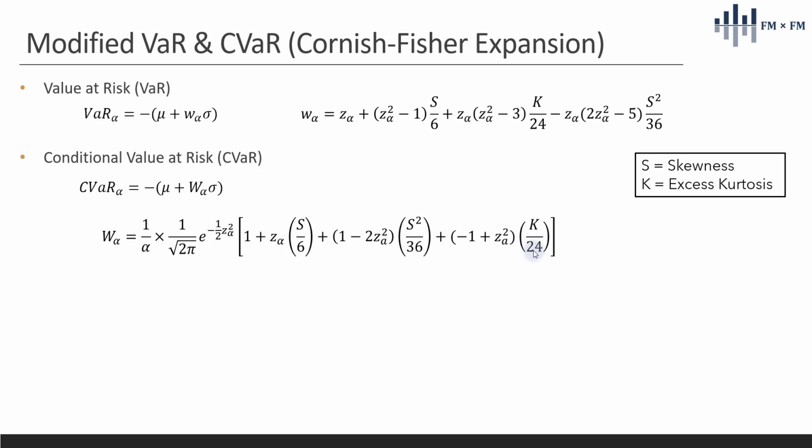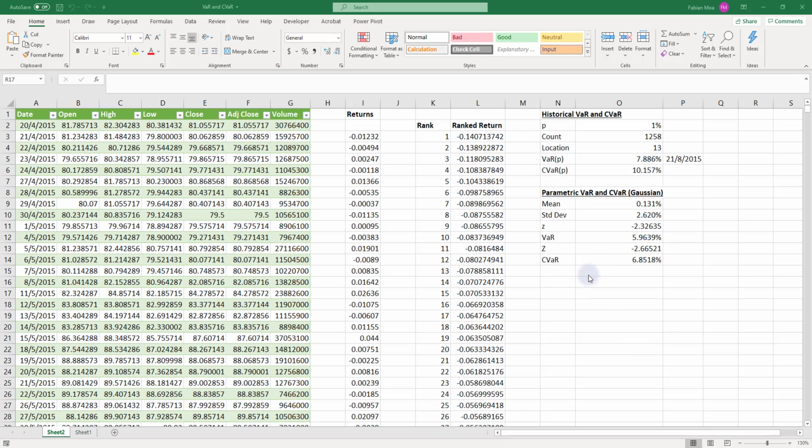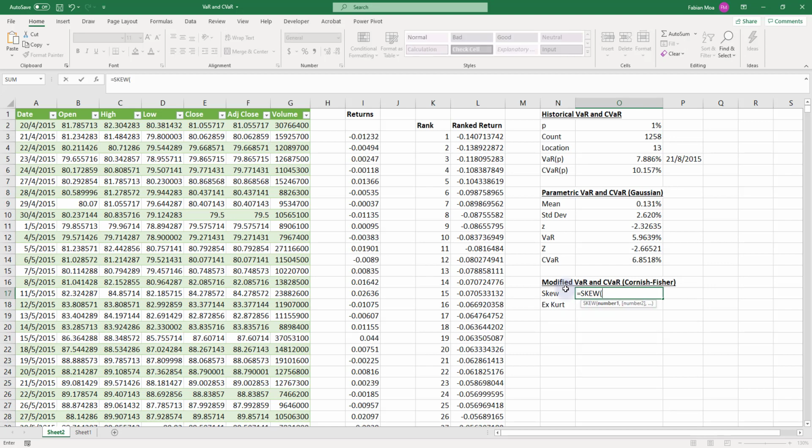So we'll now start to build this into the Excel worksheet. Right, continuing from our spreadsheet, I'll now label the new section as the modified VaR and conditional VaR, and this will be based on Cornish-Fisher expansion. Apart from the mean and standard deviation, we will need the skewness and also the excess kurtosis, and we can compute this from our data. So the skew here will be based on L3, our return series. And then kurtosis is based on KURT, then based on L3, the return series, but don't forget it's excess kurtosis, so we need to minus 3.